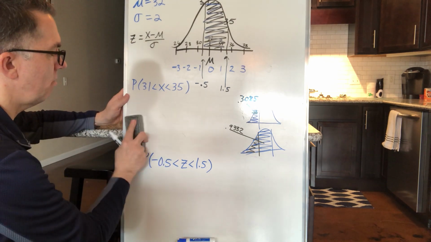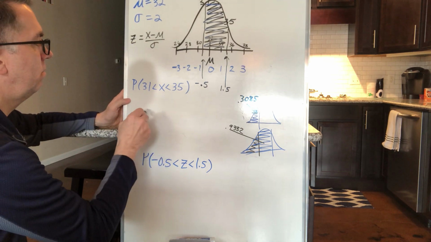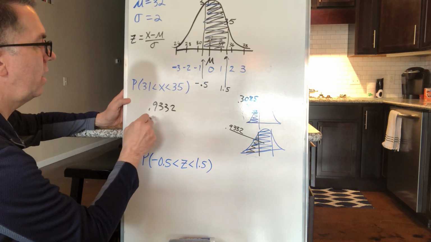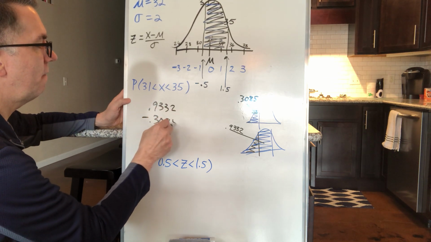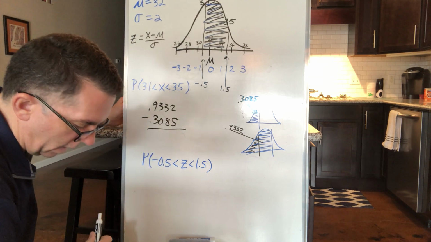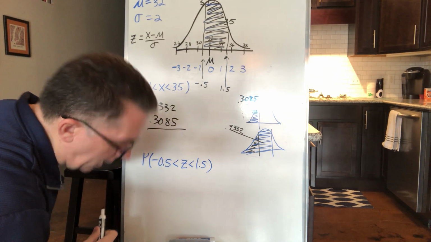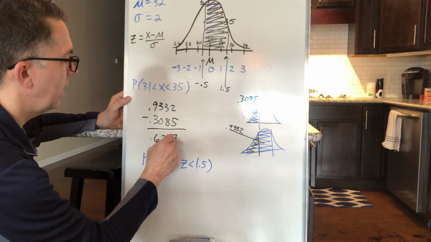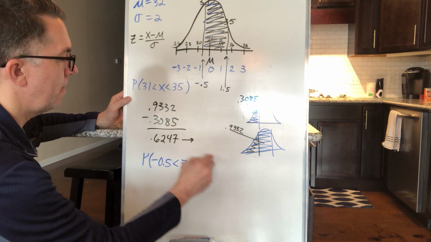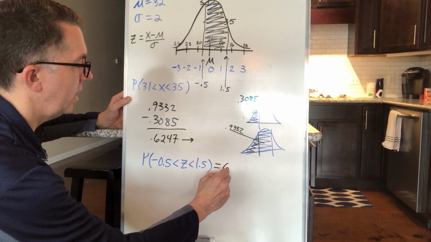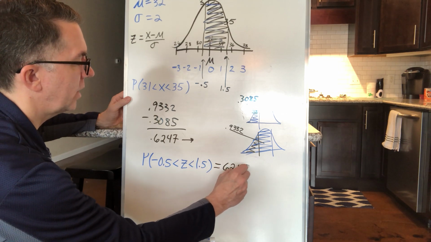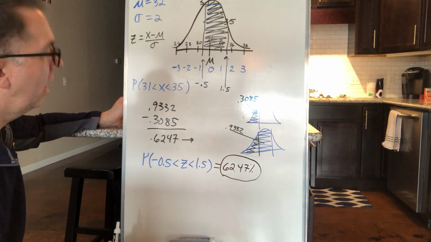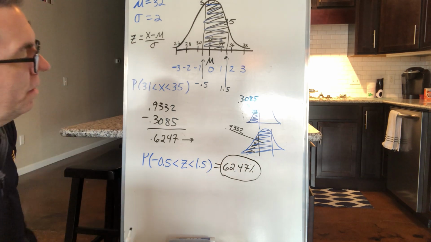So let's do that. 0.9332 minus 0.3085, and our total answer is 0.6247. So that decimal you can make as a percent, and that answer is 62.47% of those Jeeps have a mile per gallon of 31 to 35.